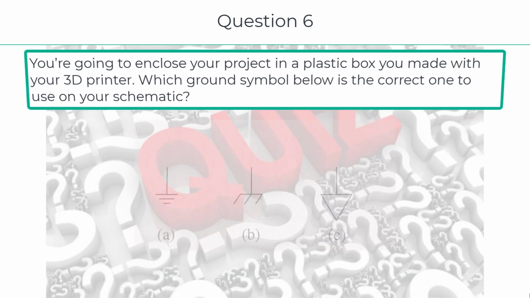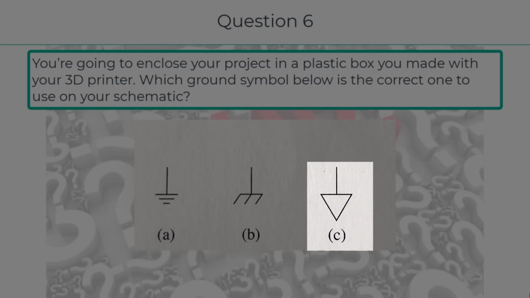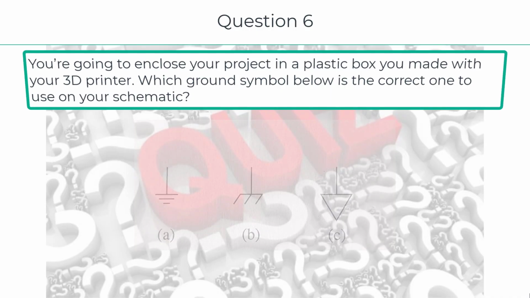Question 6. You're going to enclose your project in a plastic box you made with your 3D printer. Which ground symbol below is the correct one to use on your schematic? And the answer is C.